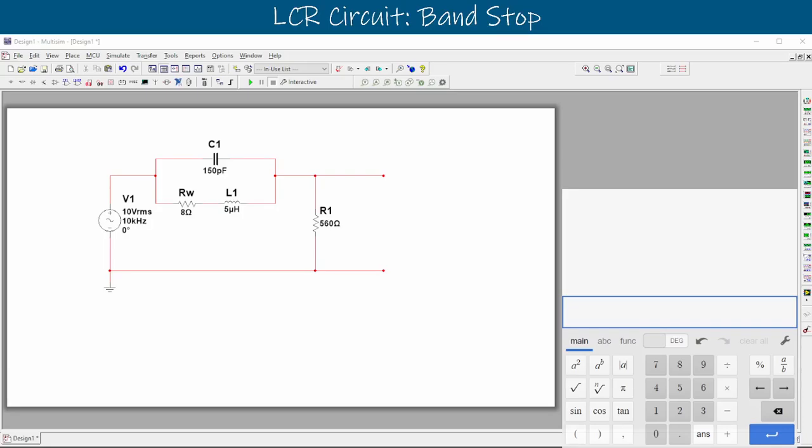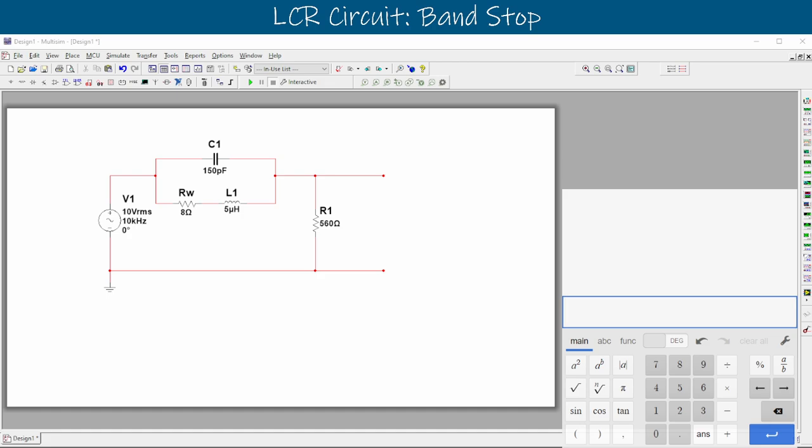Hello and welcome. In this video, we're going to look at this band stop filter. It's still an RLC filter, but this time our capacitor and our inductor are in parallel with each other, and that's going to allow a different response. The band pass filter allowed just the very specific frequency that we wanted, and that was going to be that FO, or that center frequency.